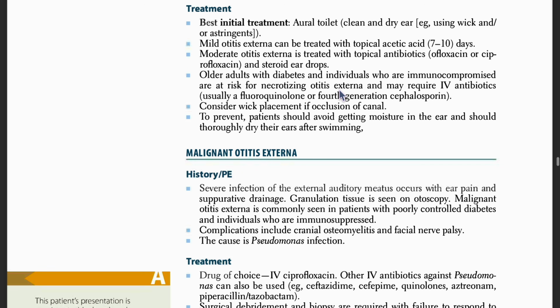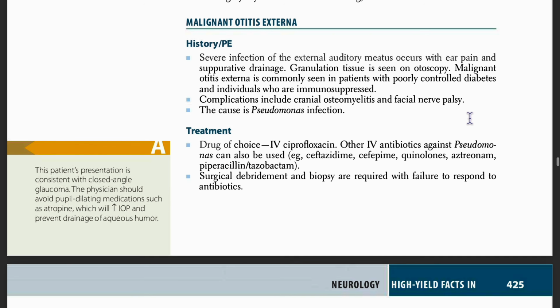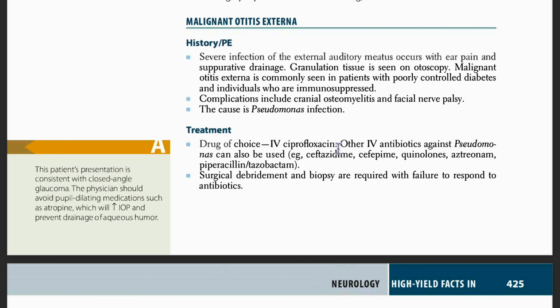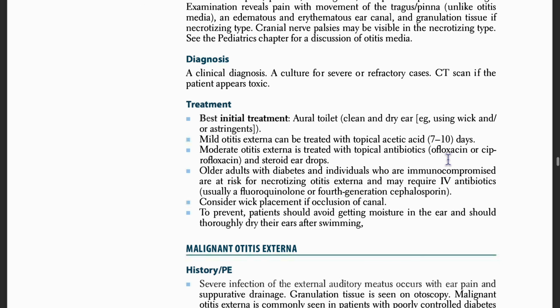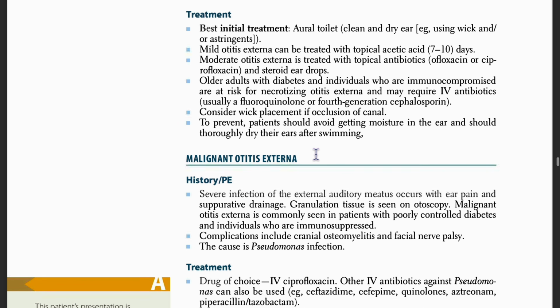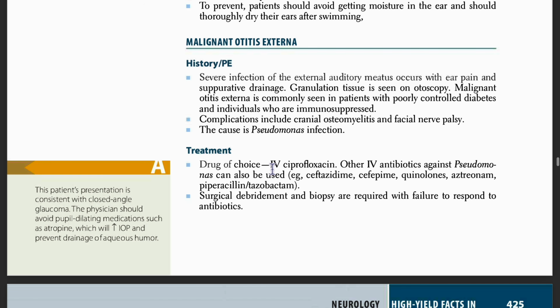Here, treatment differs in both. So here we do topical antibiotics, ofloxacin and ciprofloxacin, and acetic acid for 7 to 10 days for mild cases, and for adults with compromised immunity, we do IV antibiotic fluoroquinolones or ciprofloxacin. Here we do IV ciprofloxacin right away. We don't bother with the acetic acid, or the ofloxacin topical antibiotics or steroid ear drop; we go straight to IV.